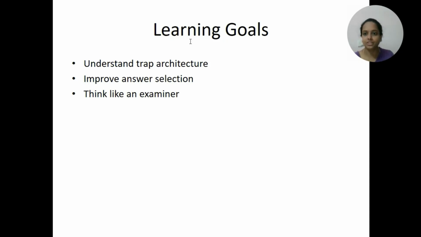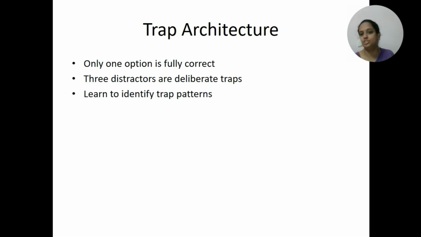So let's begin. Most students think there are four options. Actually, there is usually one real answer. The other three are different types of traps. I call this the trap architecture. Almost every CELPIP reading question contains one or more of these four traps.